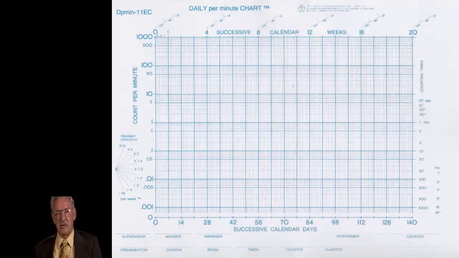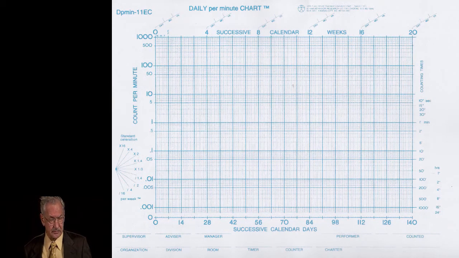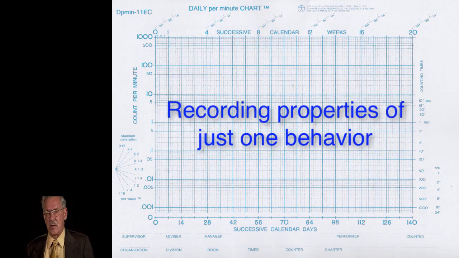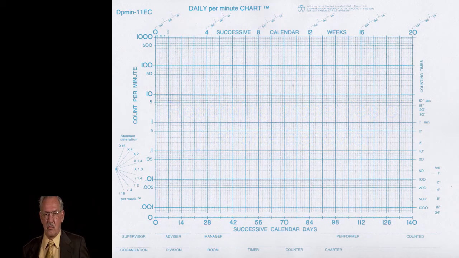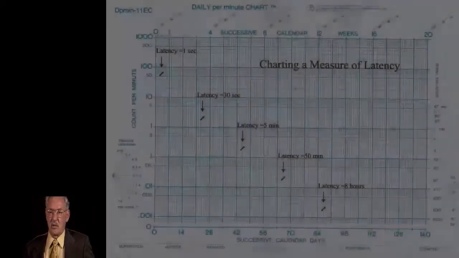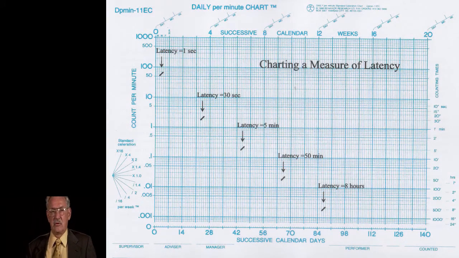Okay, let's turn now to another aspect of behavioral recording that many people find very useful, and that has to do with recording properties of just one behavior. Now I want to proceed cautiously here because this could be confusing. What we're going to do looks like what we do when we create a floor, but we're going to do something slightly different. We're going to begin by asking the question, would it be useful to record the latency of one behavior? For example, would you like to know the latency between the time the alarm clock goes off and Tommy comes down for breakfast?